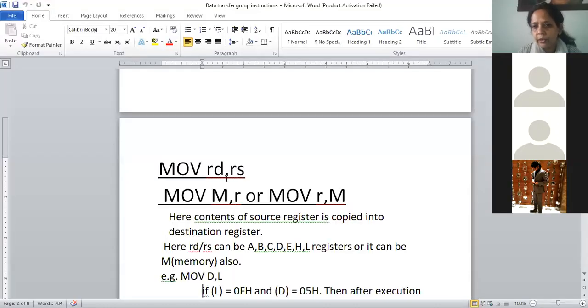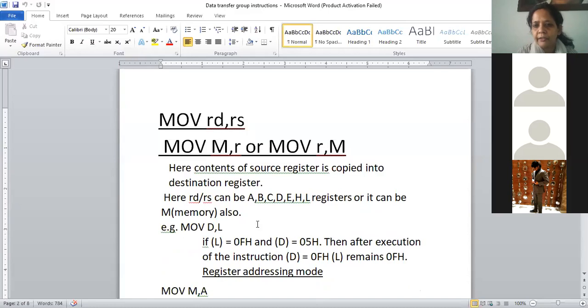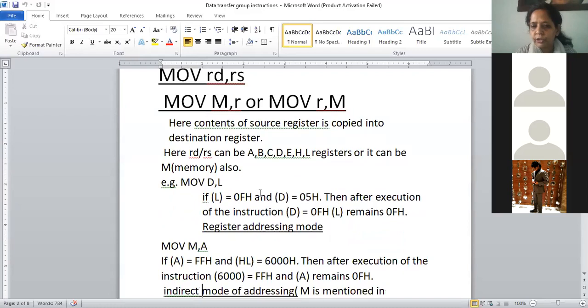Then the data transfer group of instructions, I said, moves data from one place to another. The source register has to be here, the destination register name has to be here. So if I say MOV D, L, the contents of the L register will be transferred to the D register. Actually it is a copy. So if L is 0F and D is 05 earlier, we are all assuming the numbers, then your D value will also become 0F. This is your move instruction.